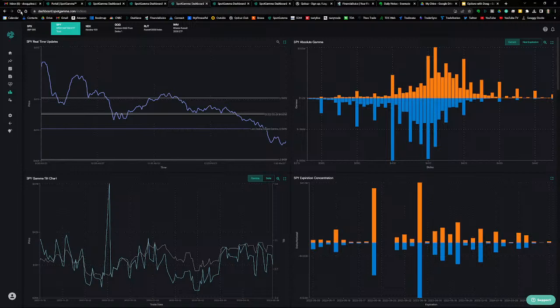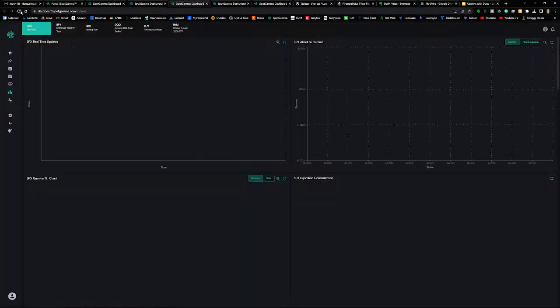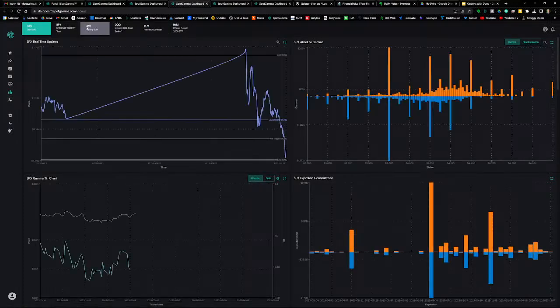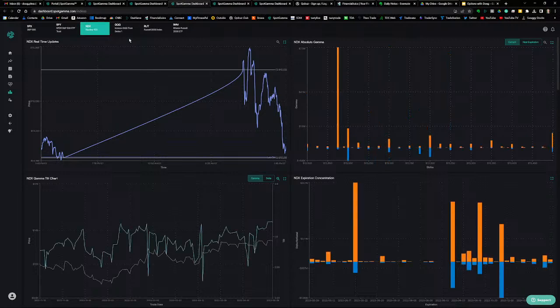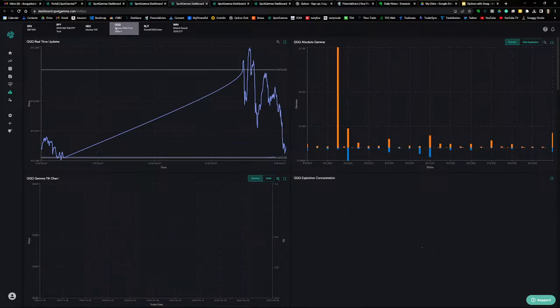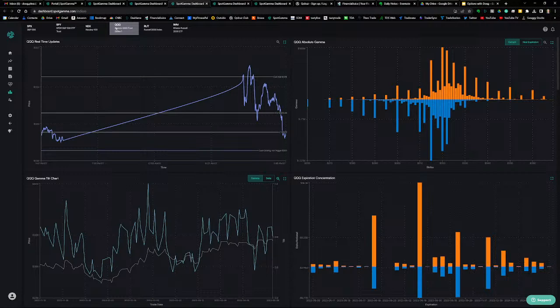Right, I'm going to do a screen refresh here so we can take a look at NDX and QQQ. Right, so let's go to NDX. And there's the 12,975 strike. And that is the call wall and the absolute gamma strike. And there were no shifts in levels for NDX. Now let's take a look at QQQ. I'm going to zoom in on this.